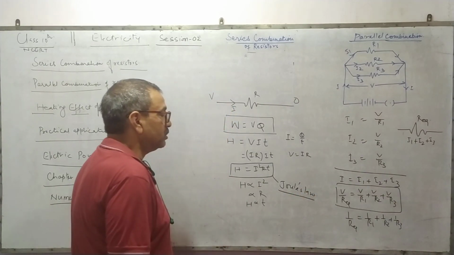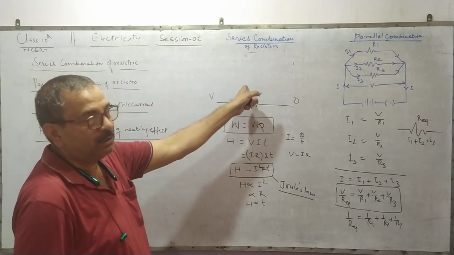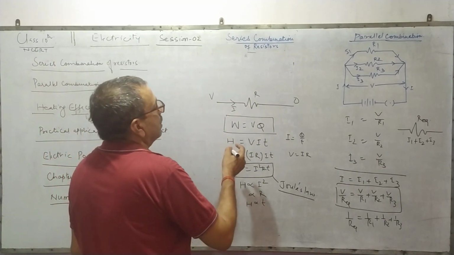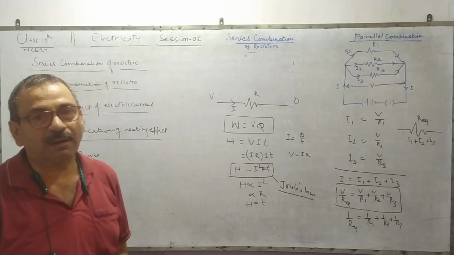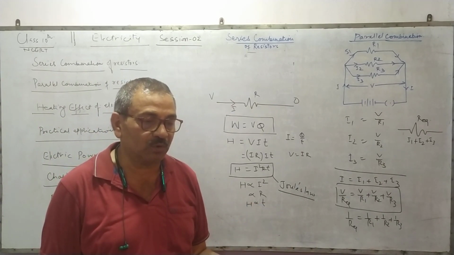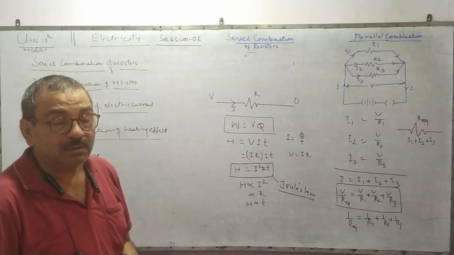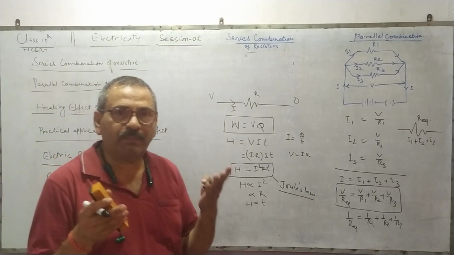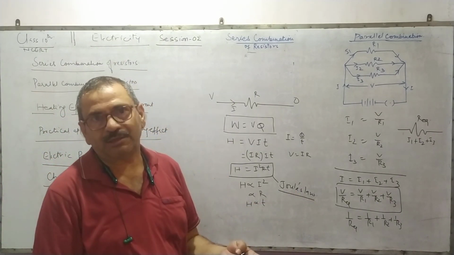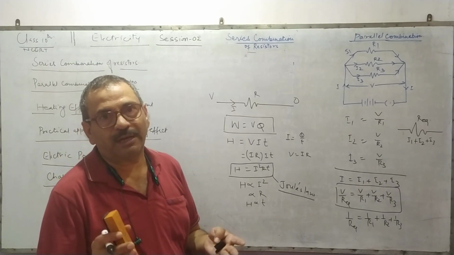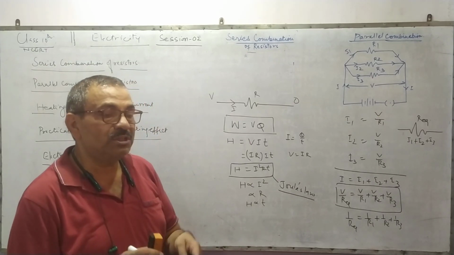Heat is produced. More will be the current, more will be the heat produced. आपने देखा होगा so many examples: electric iron, electric toaster, electric oven, electric heater, electric kettle. Even electric bulb also. Light energy and heat energy, it will emit, it will radiate. So these are the examples.